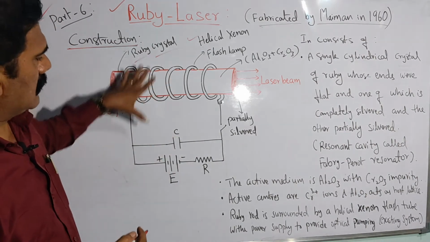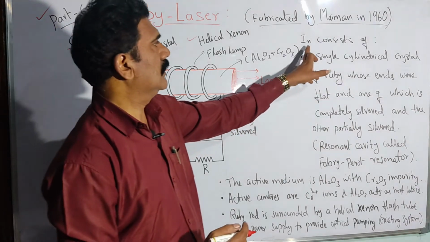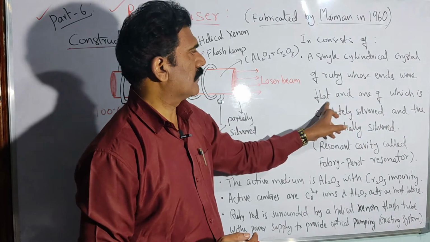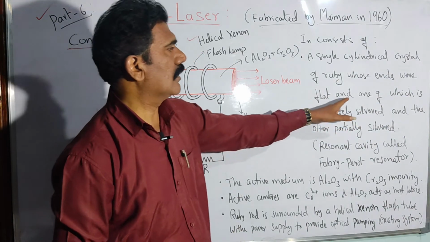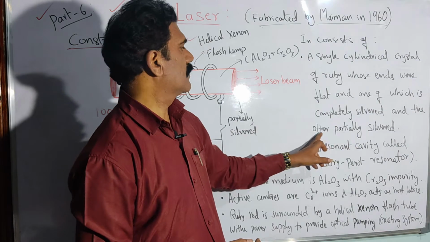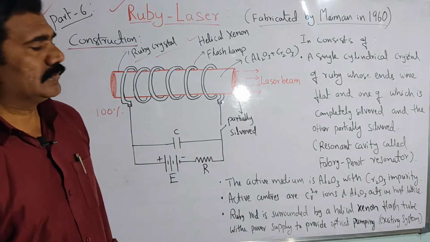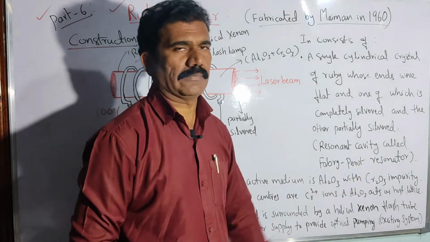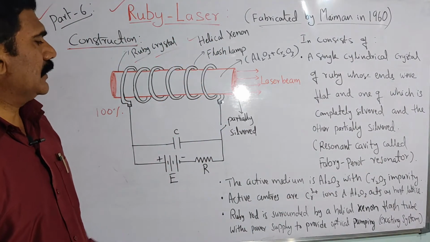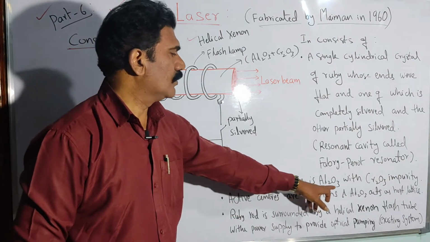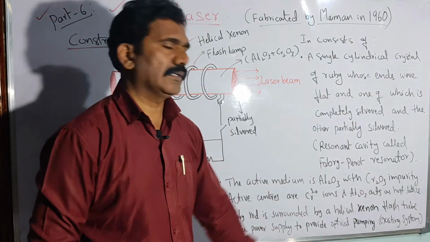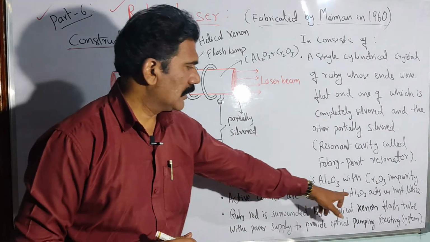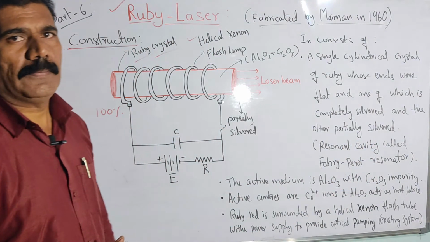So the brief construction I have explained already. It consists of a single cylindrical crystal of ruby whose ends are flat, one of which is completely silvered and the other partially silvered. This is required to produce the resonant cavity called a Fabry-Perot resonator. The active medium is, as I told, Al2O3 plus Cr2O3, with the impurity present. Active centers are chromium ions and Al2O3 acts as the host lattice in the crystal.